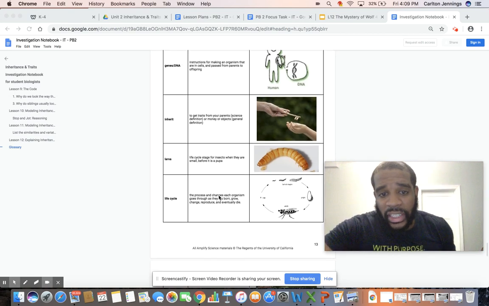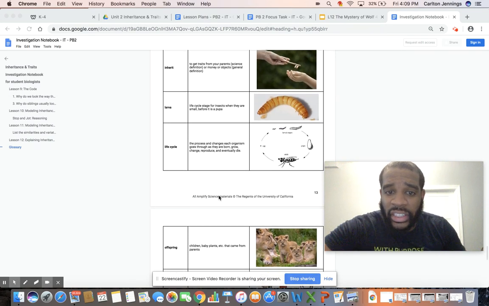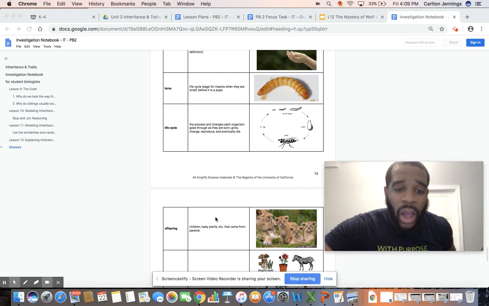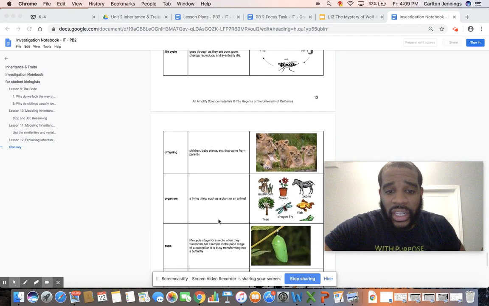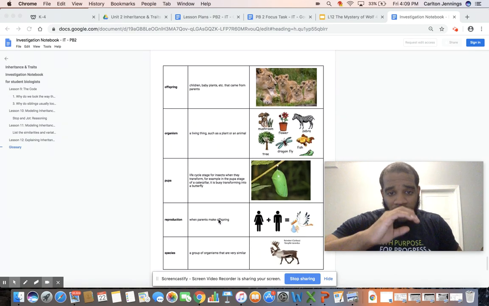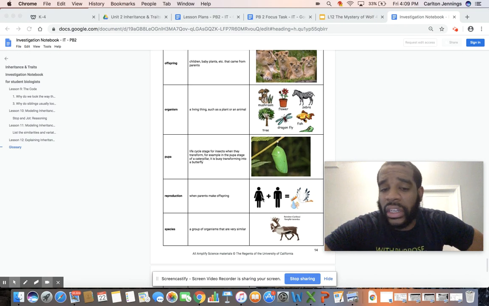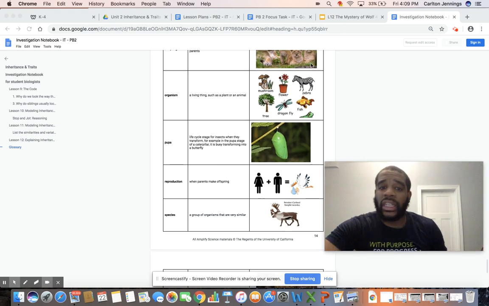Larvae: life cycle stage for insects when they are small before it is a pupa. Life cycle: the process and changes each organism goes through as they are born, grow, change, reproduce, and eventually die. So this is just like how everyone's lives go on. Offspring are children or baby plants that come from parents. Organisms are living things such as a plant or animal. Pupa: life cycle stage for insects when they transform. For example, in the pupa stage, a caterpillar is busy transforming into a butterfly. Reproduction: when parents make offspring. And species: a group of organisms that are very similar.